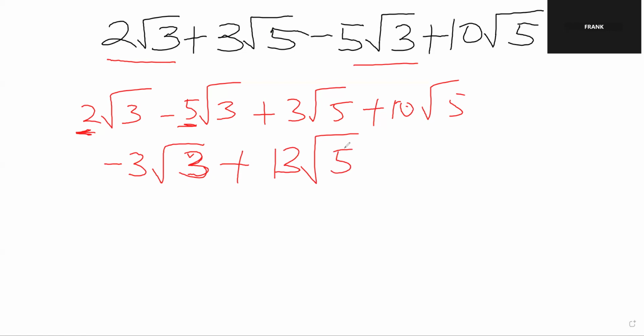So at this point, root 3 and root 5 are non-reducible sets, and the two sets we have are unlike sets. Therefore, that's our answer. Someone else can write the 13 root 5 first, then 6 minus 3 root 3. It's not wrong. It's the same thing. Let's take some more examples.